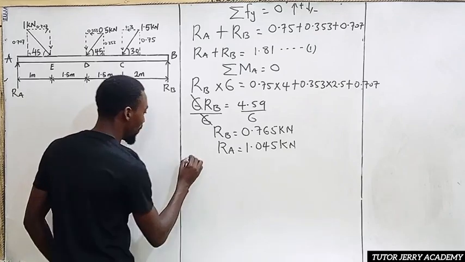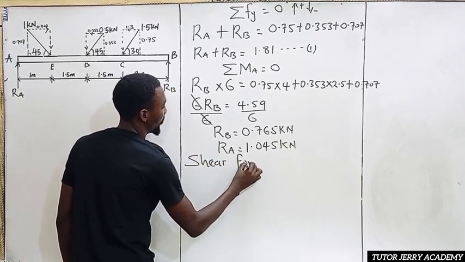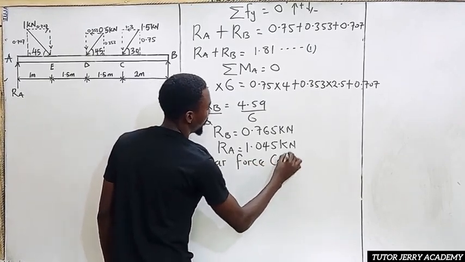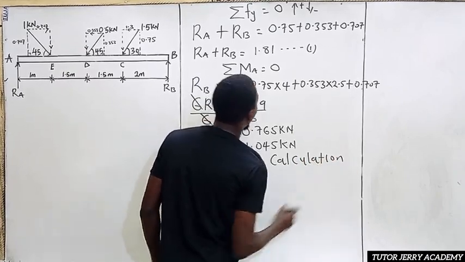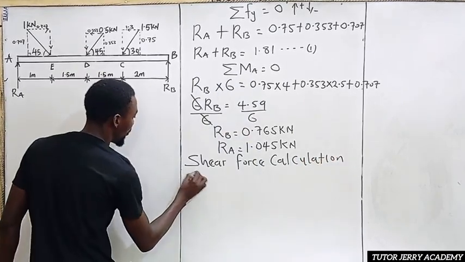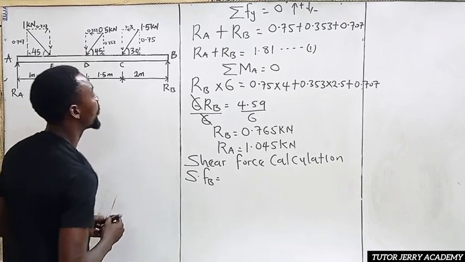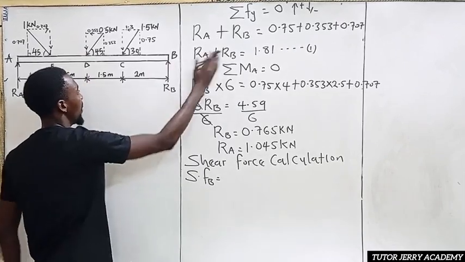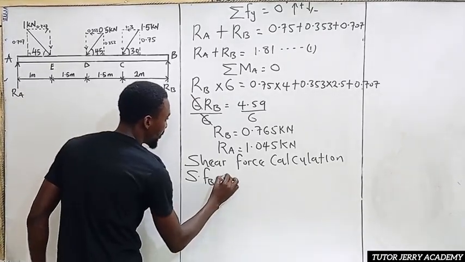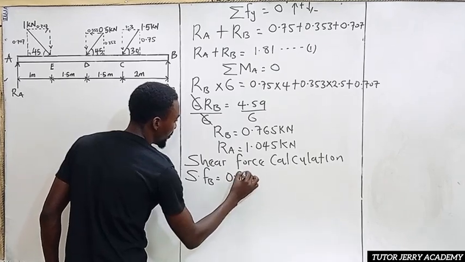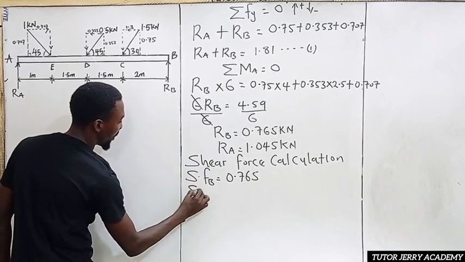So we are going to go for our shear force calculation. All right. So we are going to start the shear force at point what? Point B. If we start at point B to the right, the only force we have here is RB, which is upward, so it is going to be positive 0.765.